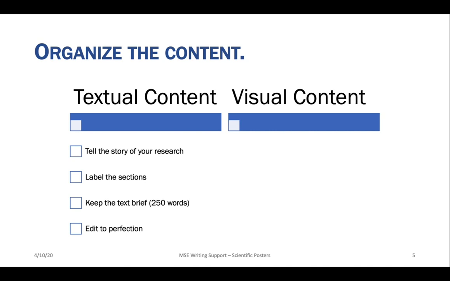So once you've decided what those key pieces of information are, you need to organize that content. And I like to think about it as the textual content and also the visual content. Okay, so your textual content is going to be the words you use. You're going to tell the story of your research, and really think of it as a story that someone can follow: what's going on and what you did and what you found, and why it matters.